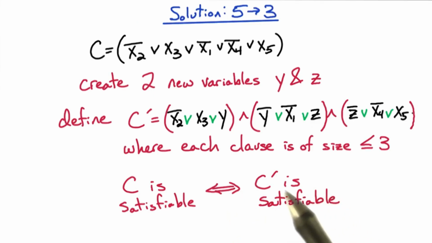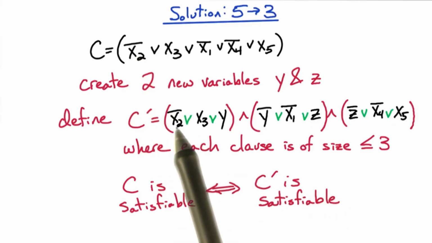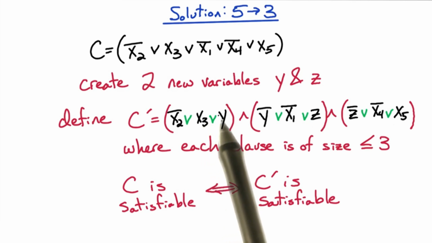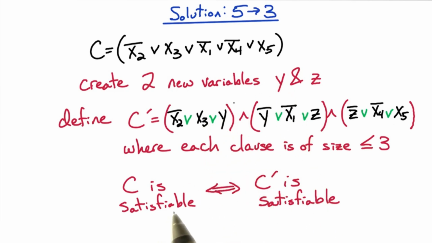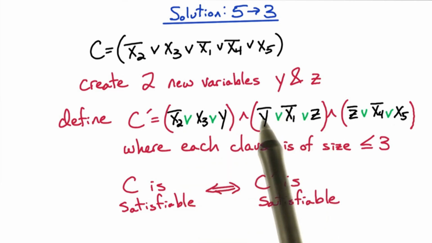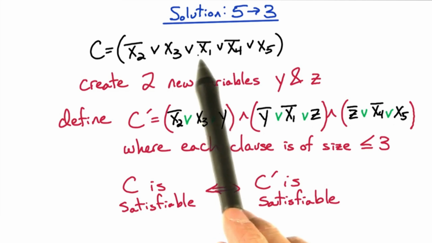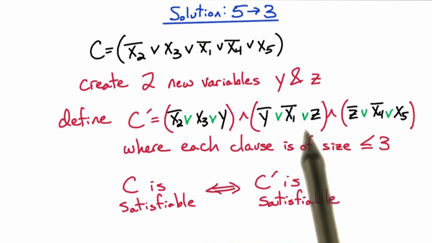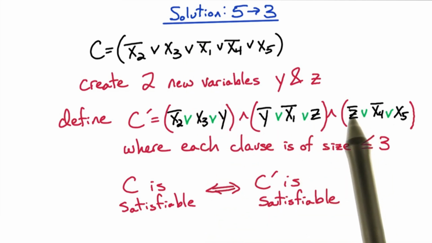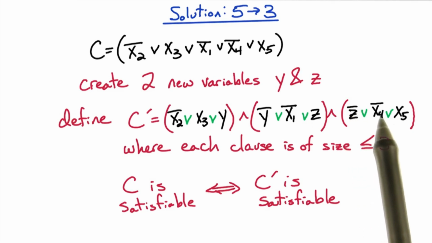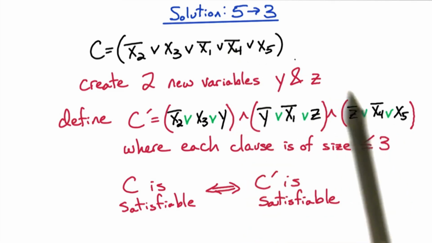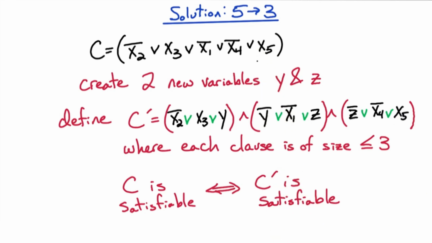The solution is the following. I take the first 2 literals, x2 bar or x3, or y, the new variable. That's the first clause. The second clause is the following. I take y bar or x1 bar, the third literal, or z. The last clause is z bar or x4 bar, the fourth literal, or x5, the fifth literal.